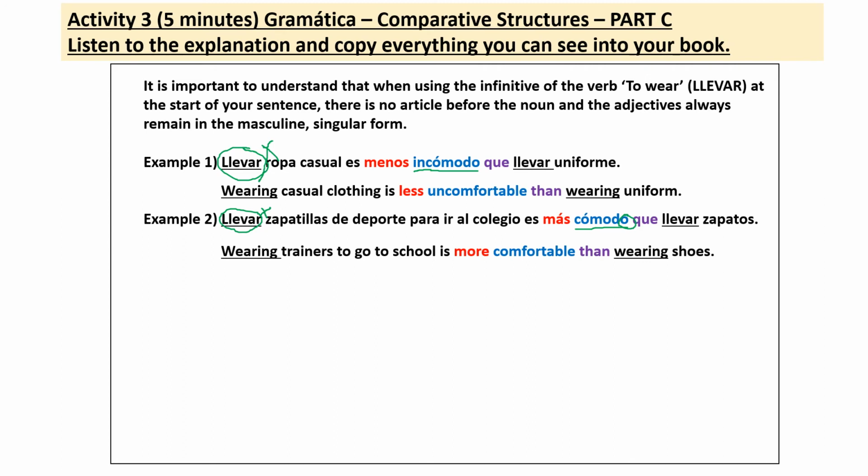Please pause this video now to copy everything you can see for part C, everything you can see in this box into your books, and feel free to highlight like I have if you have highlighters.